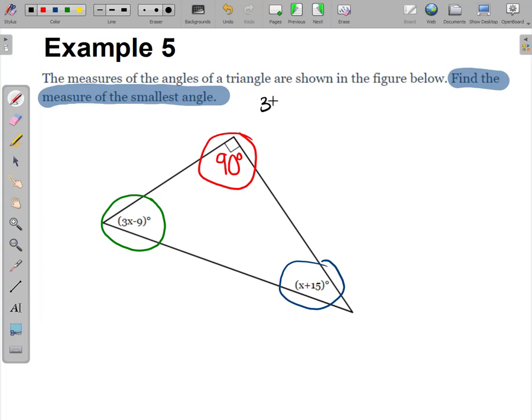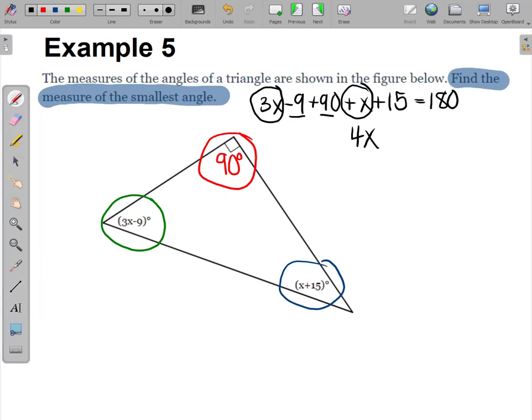So I would write 3x minus 9 plus 90 plus x plus 15 is equal to 180. The x terms I will circle, so 3x and x gives me 4x. Negative 9, 90, and 15. Add those together, that gives me 96 is equal to 180. Then I'll subtract 96 on both sides.